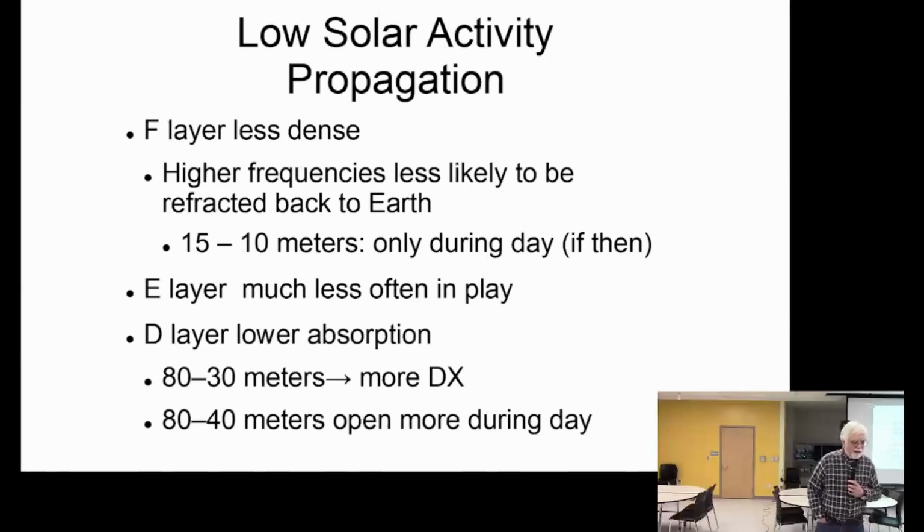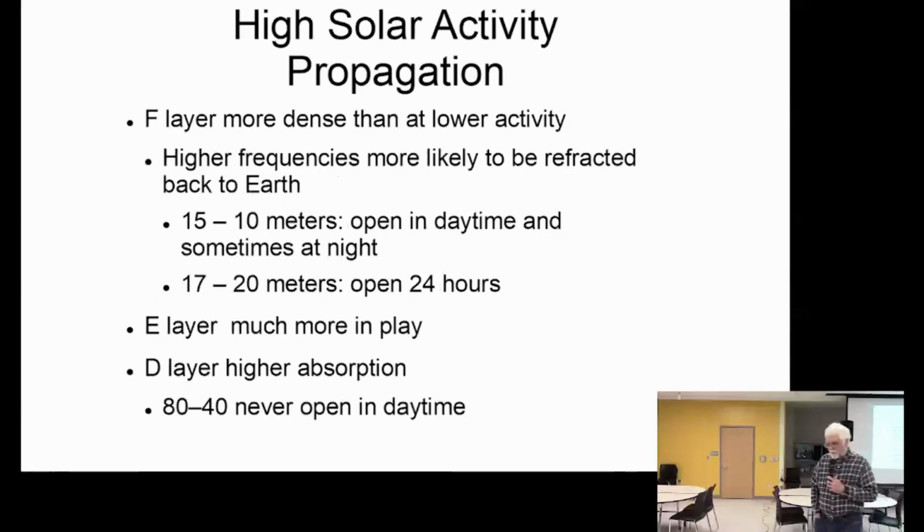The E layer is much less often in play because you don't have the high energy radiation coming down to ionize it. And the D layer has lower absorption for the same reason. And that means that 80 through 30 meters has more DX and 80 to 40 meters opens during the day instead of just at night. And right now we're not at low solar activity, but some of you may remember 5 or 6 years ago when we were.